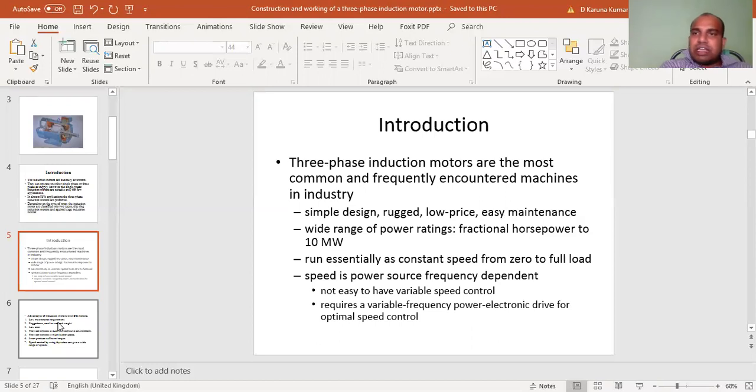Why? Because the construction is simple, the design is simple and regular, the cost is very low, and maintenance is very easy. They have a wide range of power ratings, from fractional horsepower to 110 megawatts, and run at essentially constant speed from no load to full load. The speed is independent of the power source frequency, so speed control is not easy and requires a variable frequency power electronic speed controller.